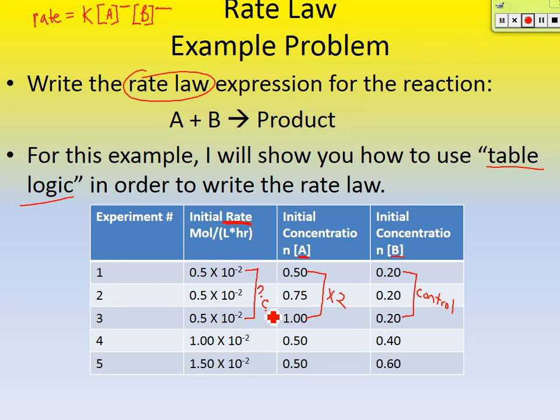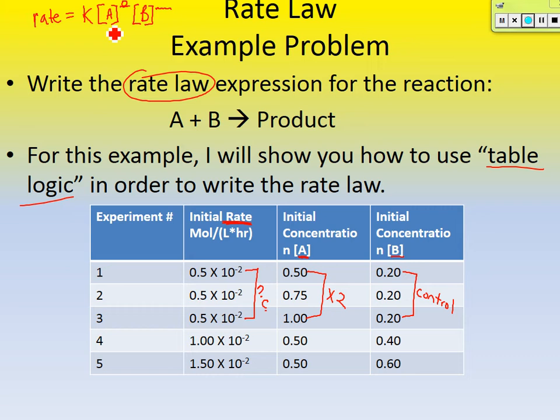Now we've got to think about those reaction orders: 0, first, or second order. If we change the concentration, we in fact doubled it, but it didn't change the rate, what order is that? 0 order reaction. So with respect to A, because we doubled that one and it didn't change the rate, it's 0 order. So what am I going to write right here? 0. It is 0 order with respect to A.